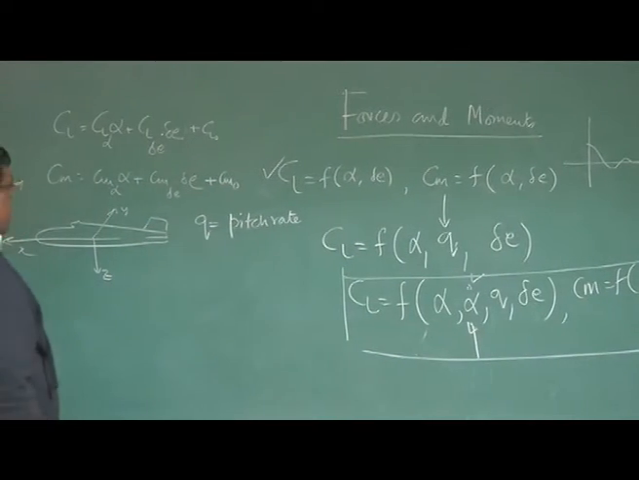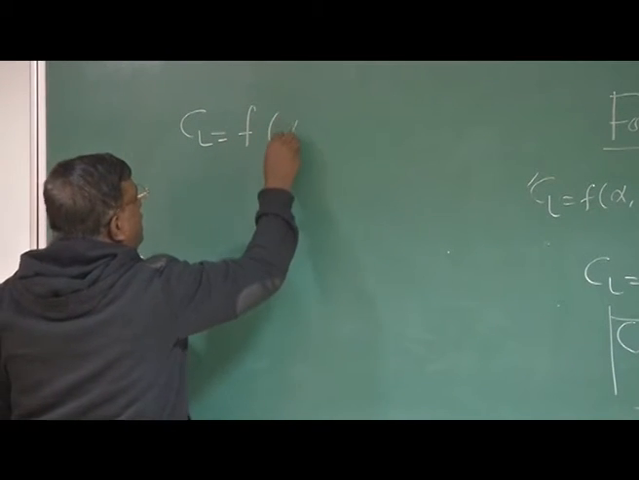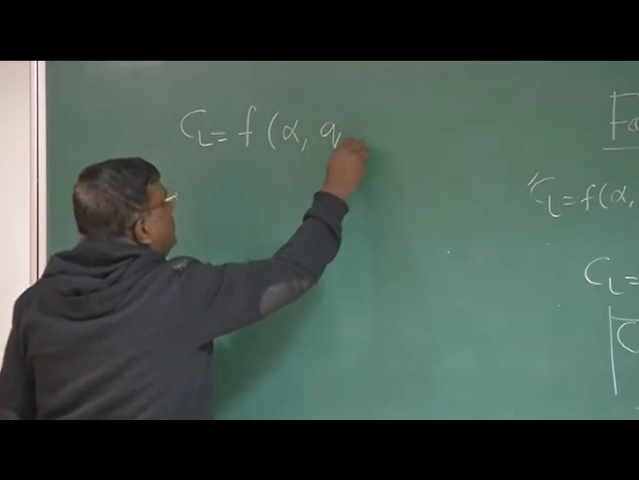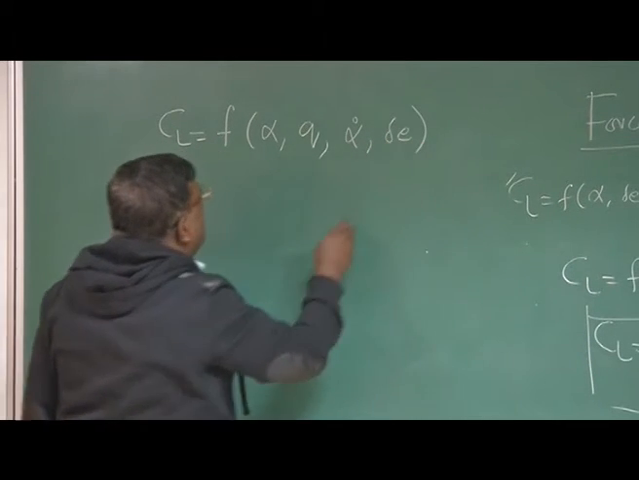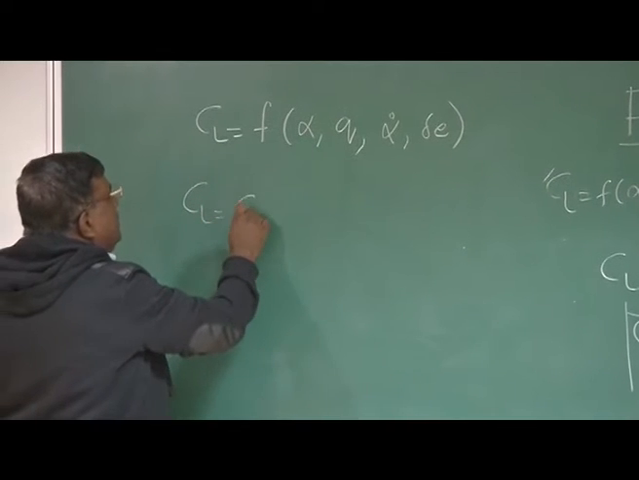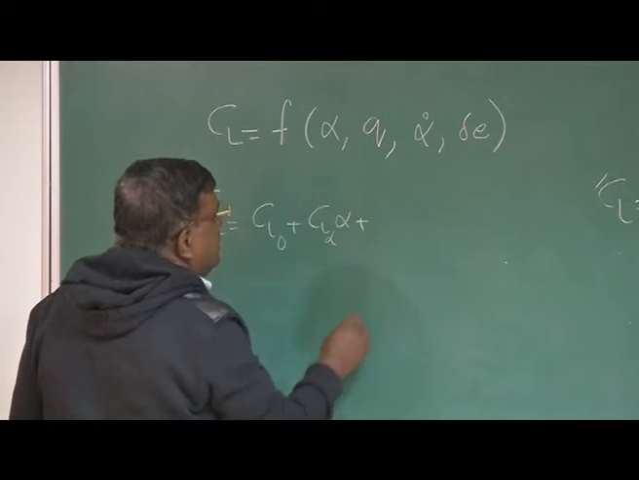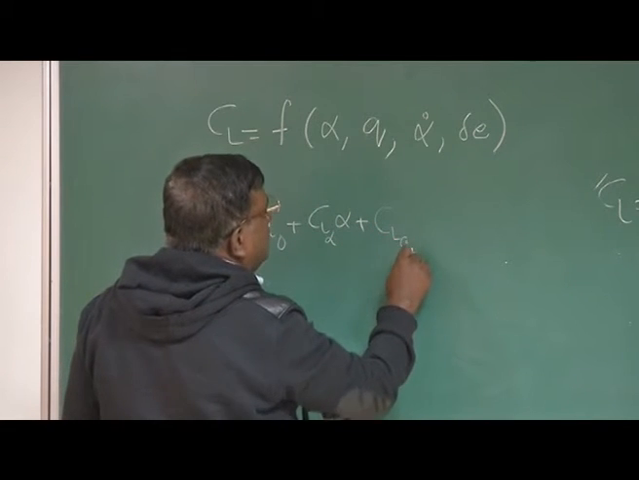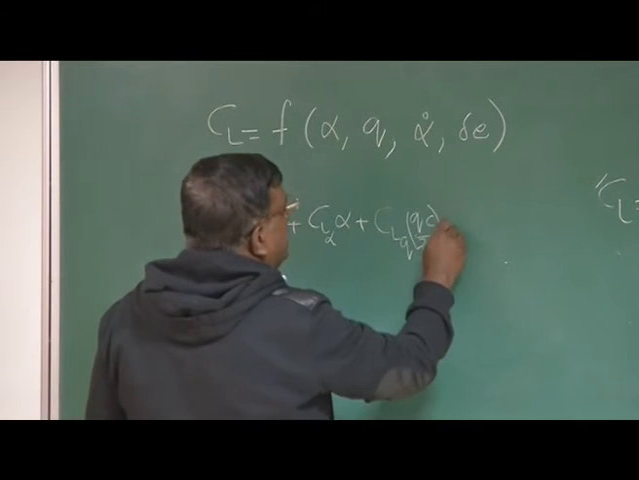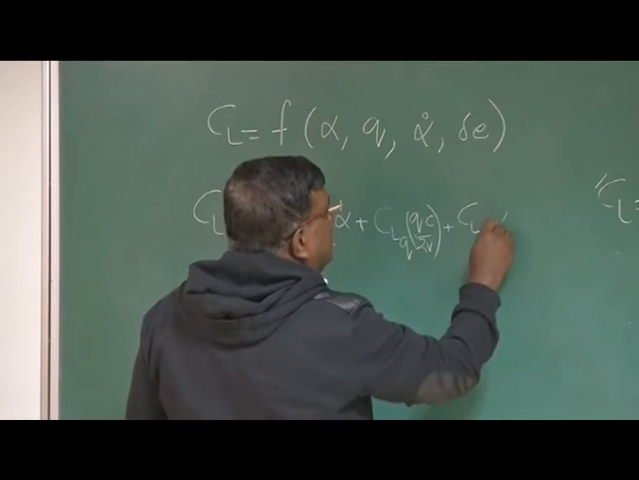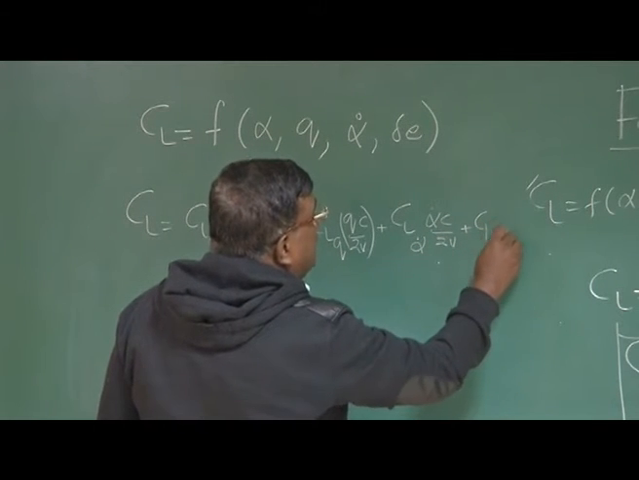So now let us take CL. We will go very slow in this. CL is a function of alpha, I write q, then I write alpha dot, and then I write delta E. So I can write CL equal to CL naught plus CL alpha into alpha plus CLq into q c by 2V. I'll explain why we write like this. Plus CL alpha dot into alpha dot c by 2V plus CL delta E into delta E.